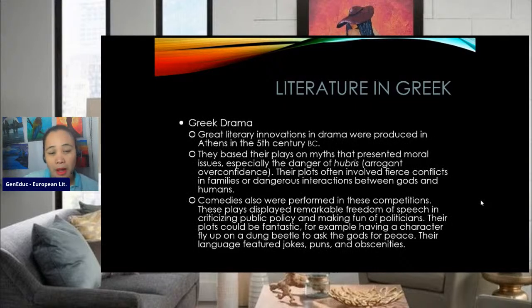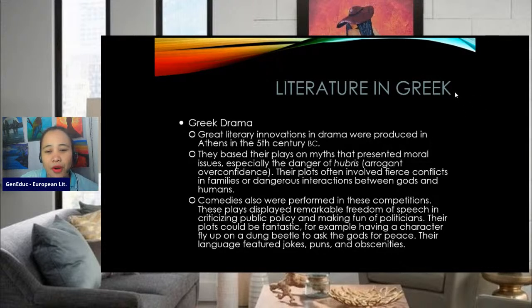So, Greek drama. Great literary innovations in drama were produced in Athens in the 5th century BC. Take note. Yung great literary innovations in drama were produced in Athens in the 5th century BC. They based their plays on myths that presented moral issues, especially the danger of hubris, arrogant overconfidence. That's hubris. Their plots often involve fears, conflicts in families, or dangerous interactions between gods and humans.